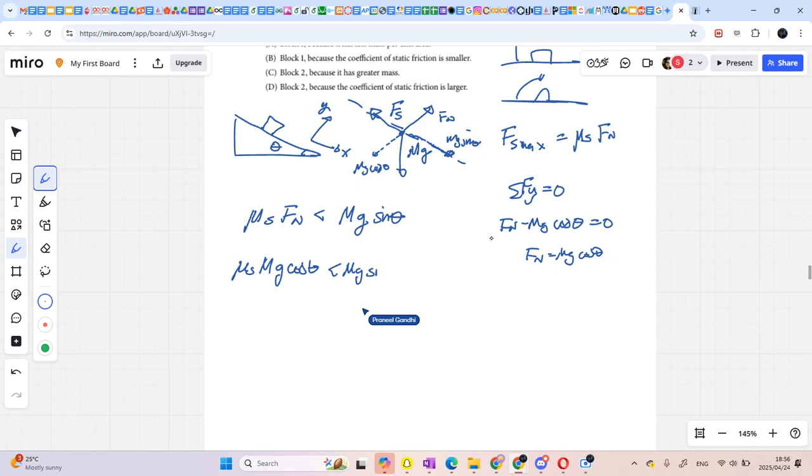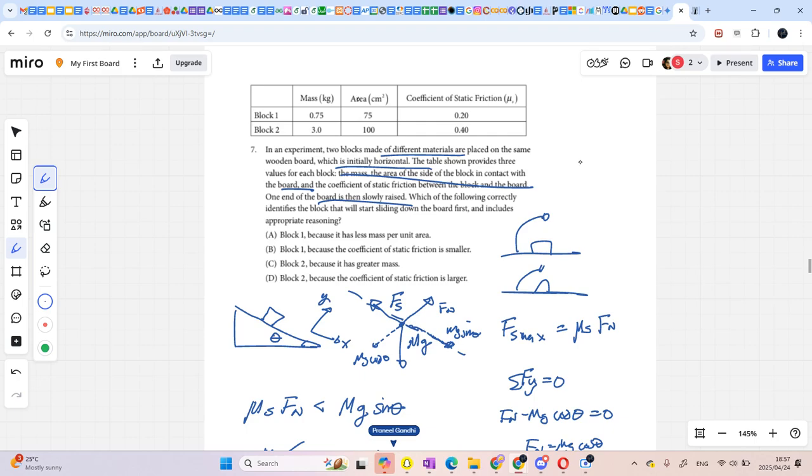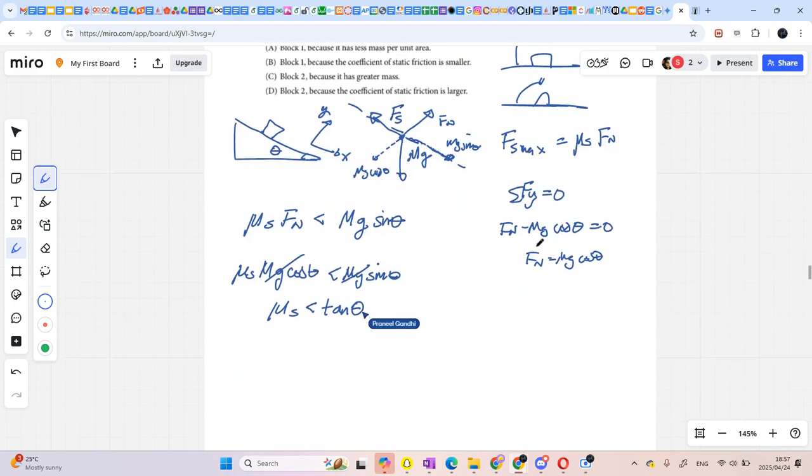If we write out this inequality again, we're going to see that our mg cancels out, and the question we have tried to ask is, when does the block begin to slide? It begins to happen when this inequality becomes true, so when tangent of theta is greater than mu sub s. So when we get to this threshold is purely dependent on the coefficient of friction. There's no dependency on area and there's no dependency on mass. So these two columns are essentially just extraneous information that we don't need to consider.